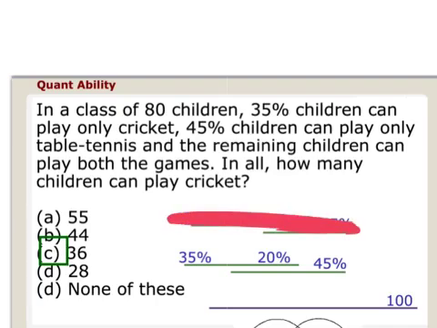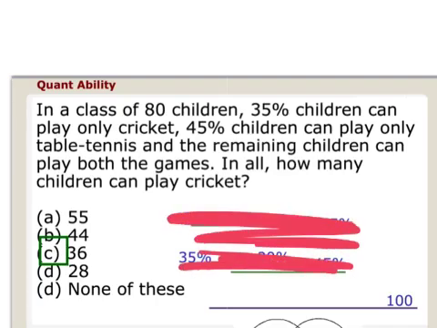Alright, again please pause the video and try to do this question yourself. Total 80 students, 35% can play, 35% of 80. Yeah, we're not talking about the number of students, we're talking about the percentage now. Please remember that.